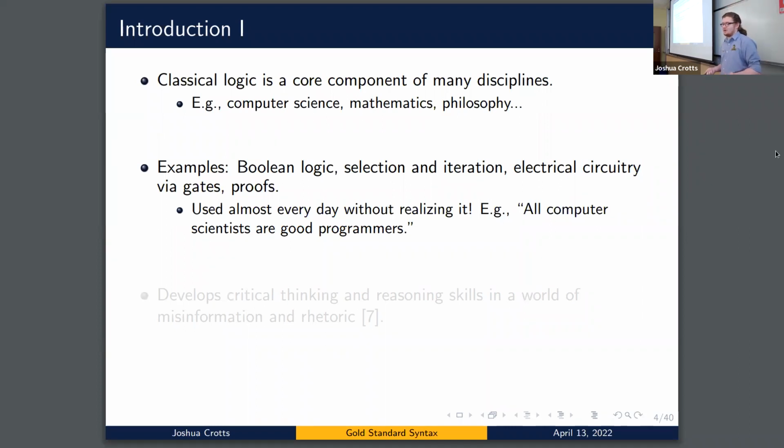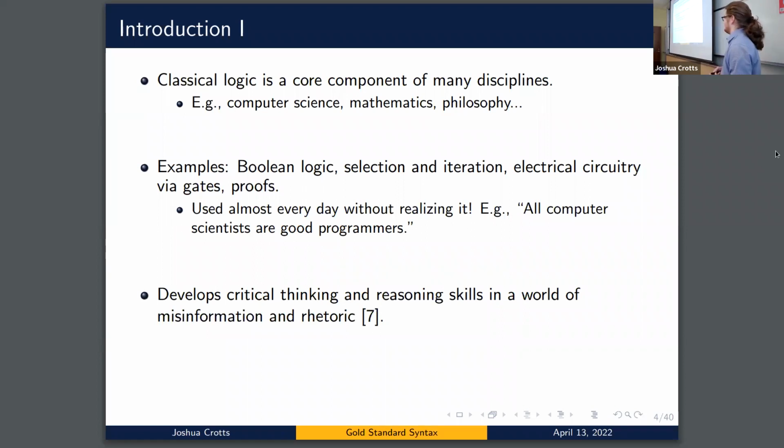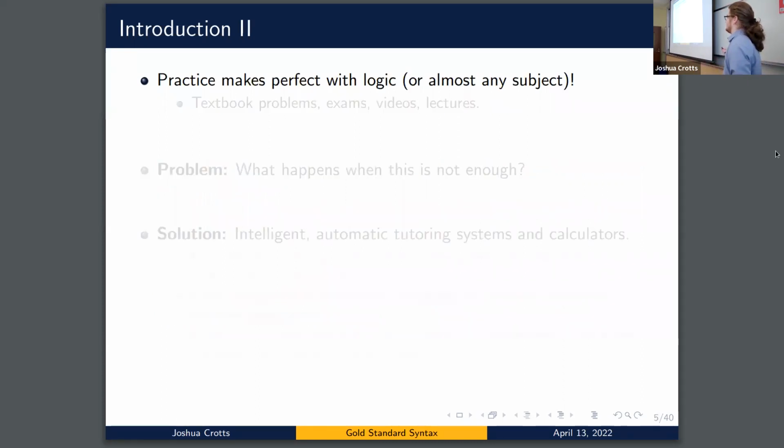And the thing is, you use it almost every day without even realizing it. So take the statement, all computer scientists are good programmers. Now that's debatable, but you can represent that with first order logic. And the nice thing about it is that it develops good critical thinking and analysis skills in today's world, where you can easily see valid, invalid arguments and sound and unsound arguments essentially everywhere you go. So being able to go through that and analyze what makes an argument valid is very helpful outside of the mathematical components. So the thing with logic is that practice makes perfect, although you could apply this to any subject.